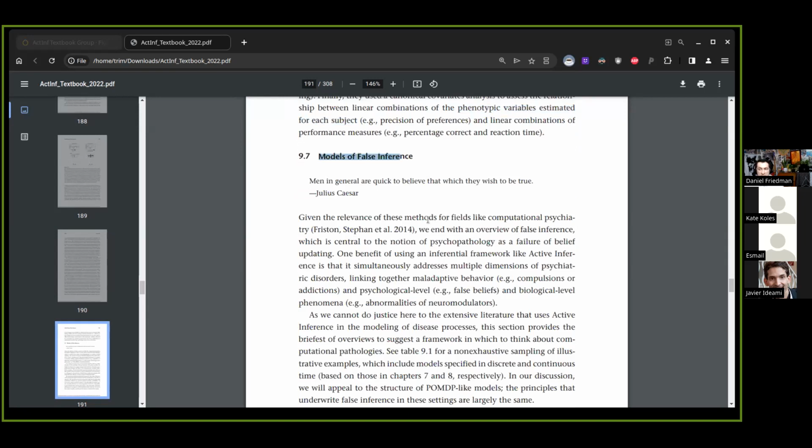Nine 7 is ending the chapter with an overview on so-called false inference, but there are so many aspects to this. A benefit of using active inference is that it addresses multiple dimensions of psychiatric disorders. For example, behavioral level, psychological level, and biological level. I would say the biological level includes behavioral and psychological and molecular, but this is how they've laid it out.